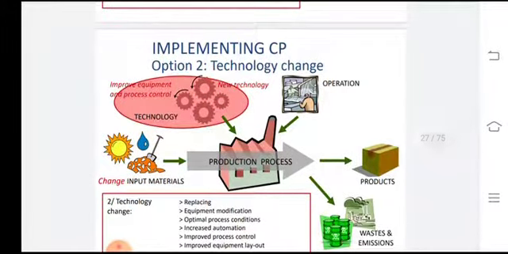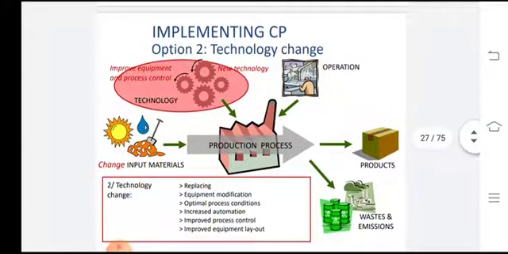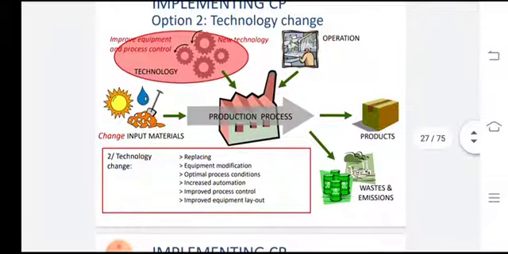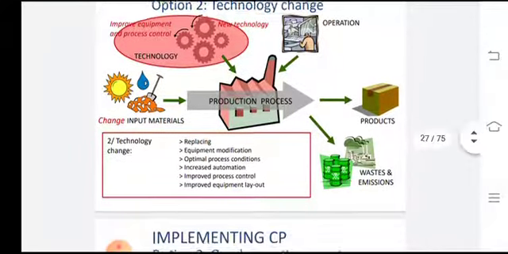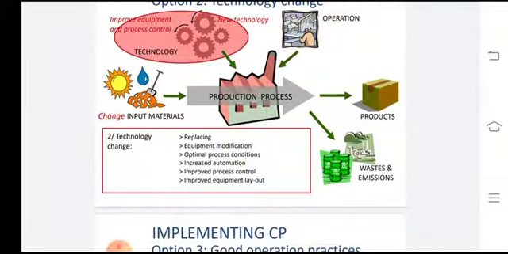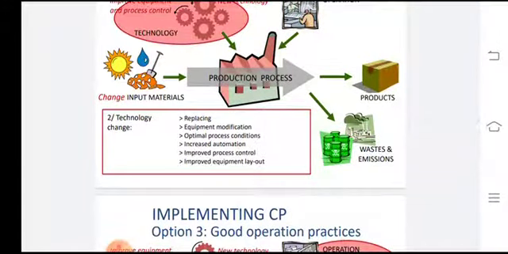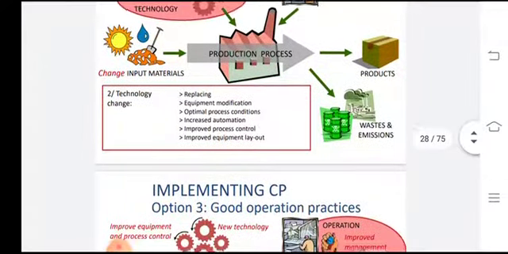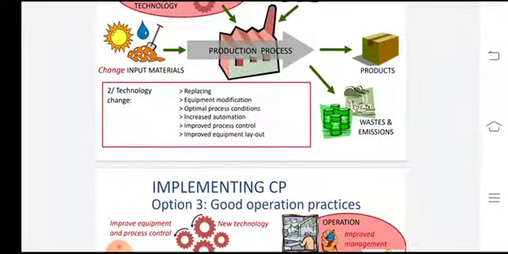Similarly, in our technology, we can do some modifications, and how we can do it? We can improve the equipment and process control by having a new technology and replacing the technology, replacing the equipment. Optimal process conditions can be improved, automation can be applied. What is automation? Automation is to make the machines work on their own based on their requirement. Improved process control, improved equipment layout, all these are the possibilities to deal with the technology.